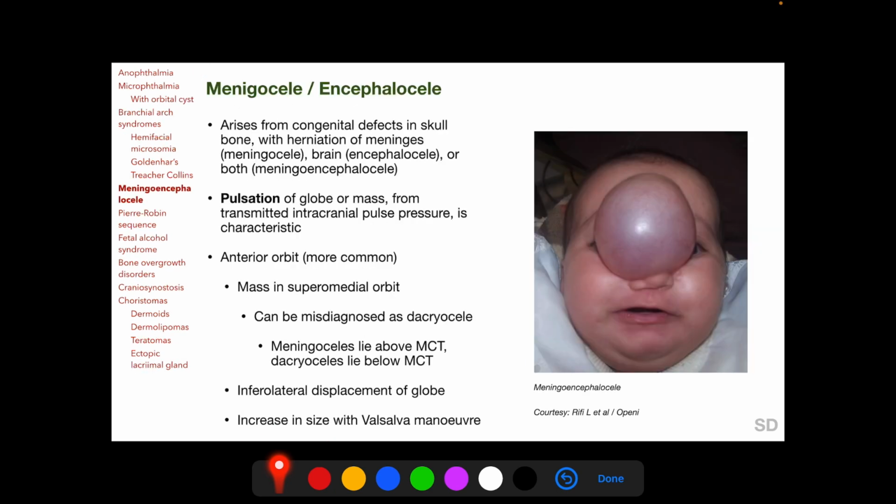Meningocele, encephalocele and meningoencephalocele arise from congenital bony defects in the skull with herniation of intracranial contents, which can be meninges, in which case it is called meningocele, brain tissue, in which case it is called an encephalocele, or both brain and meninges, in which case it is called a meningoencephalocele.